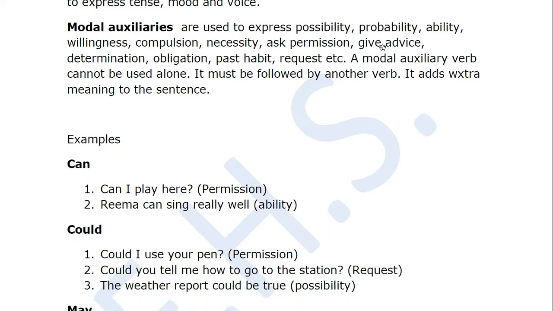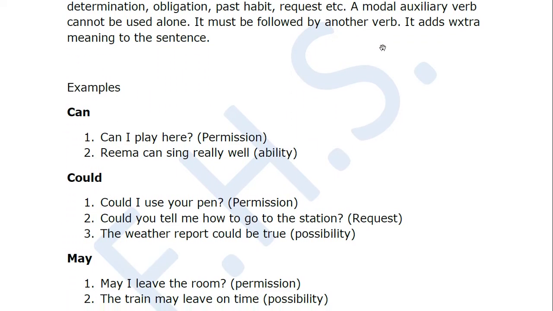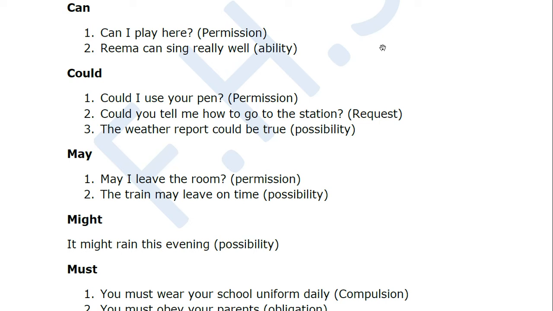Can. Can I play here? If you see the first sentence, it's asking for permission. The word can over here is giving extra meaning to the verb play. Yes, it's asking here for permission. Now the same modal auxiliary word can have different meanings according to the situation.